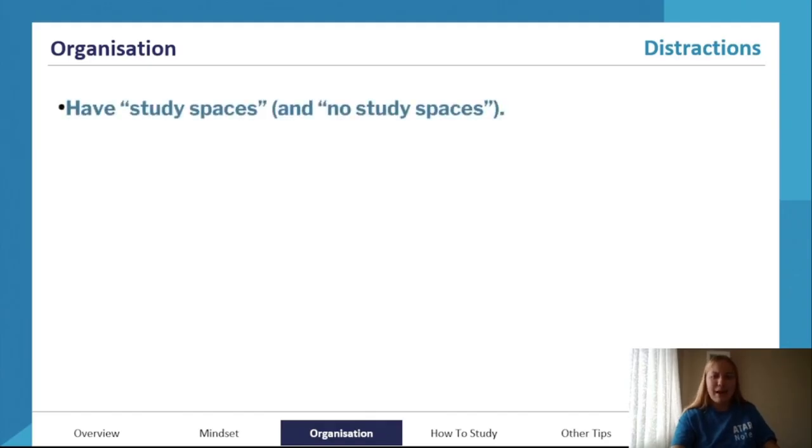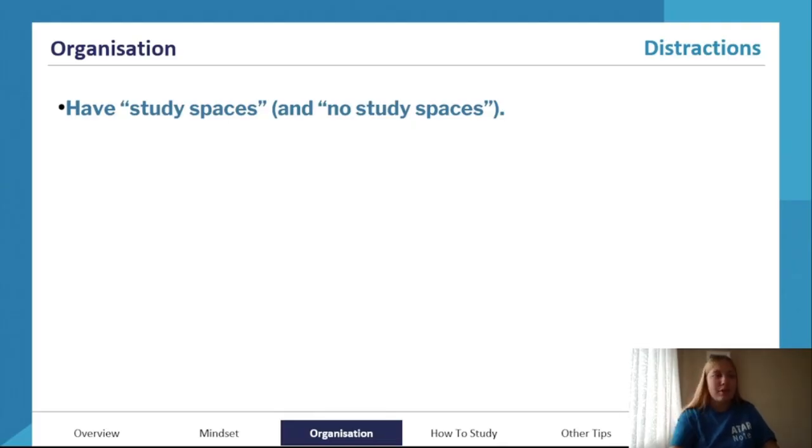So having a chat about distractions in our study space, organizing that is very important. We need to have specific study spaces, and specific no study spaces. So I have a desk with a computer. This is where I always study. This is where I will always study. Stick to that for the entire year.